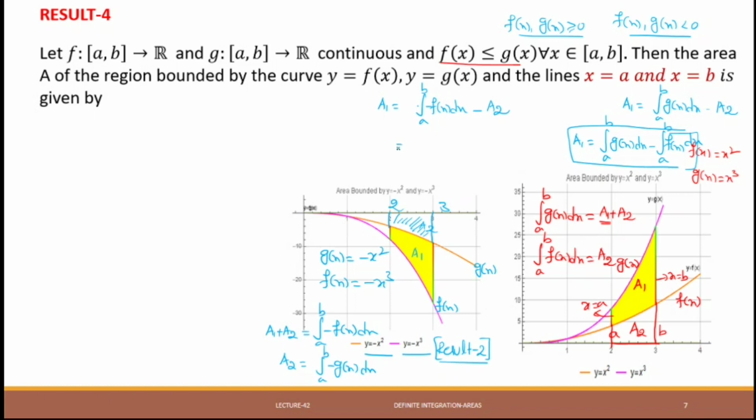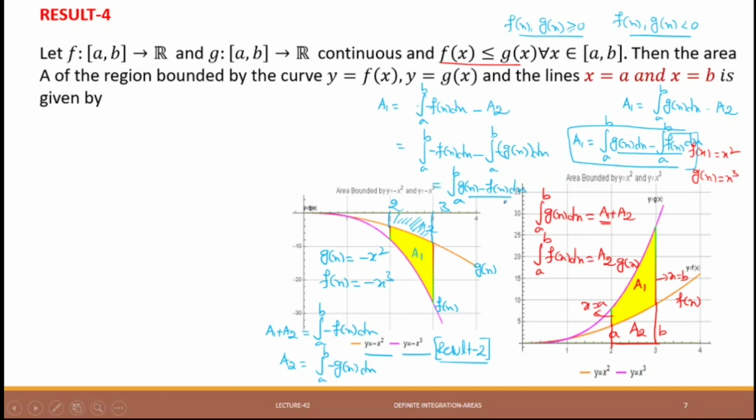So that is equal to integral a to b minus f of x dx minus integral a to b minus g of x dx. So that is going to be area a1 is equal to integral g of x minus f of x dx over the interval a to b. Okay, so even in this case also we have got the same formula, g of x dx minus f of x dx.